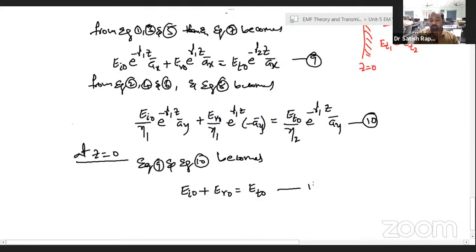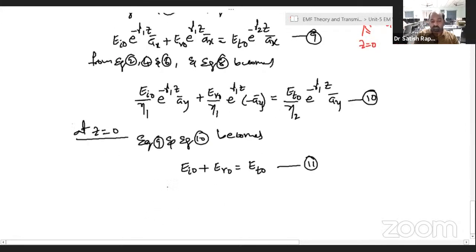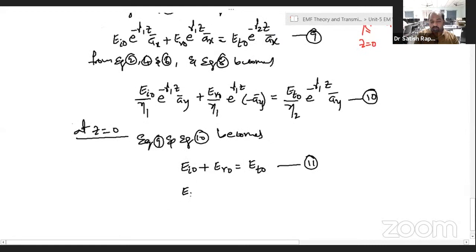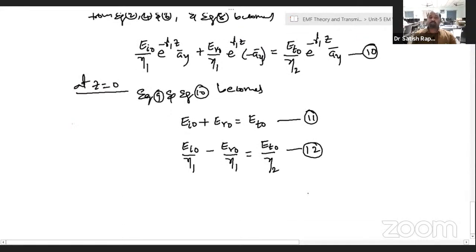Let us say this is equation 11, and similarly equation 10 becomes Ei naught divided by eta 1 minus Er naught divided by eta 1 is equal to Et naught divided by eta 2, and let us say this is equation 12. So now we have equations 11 and 12.